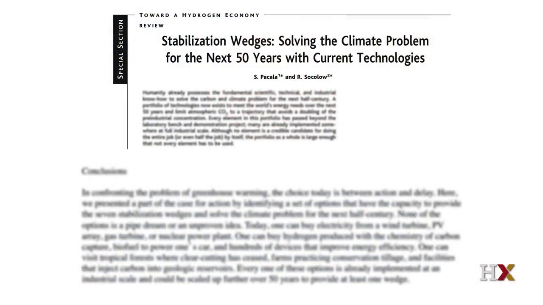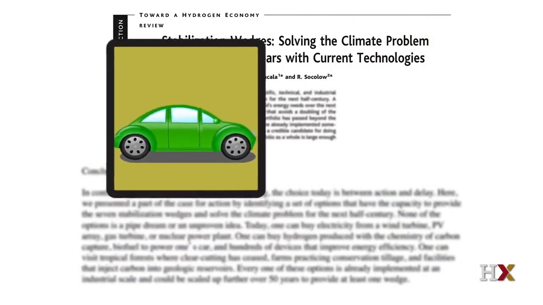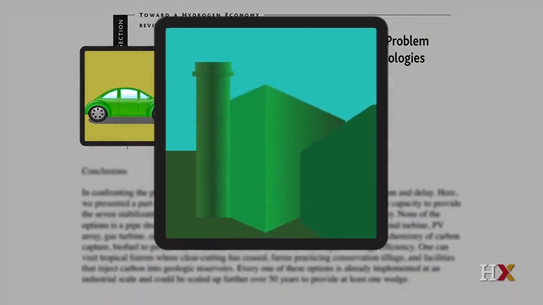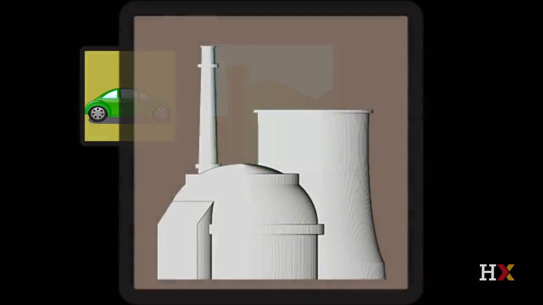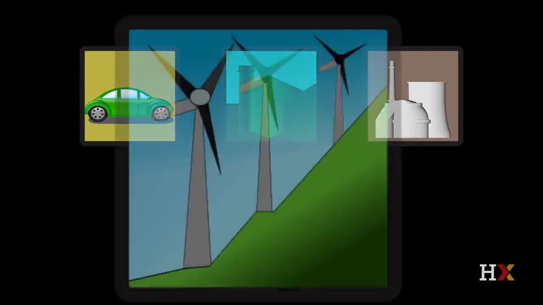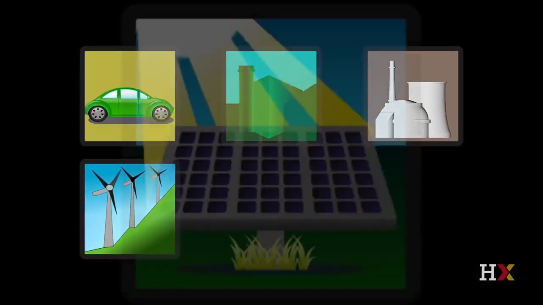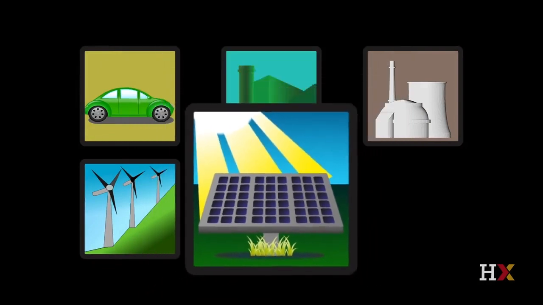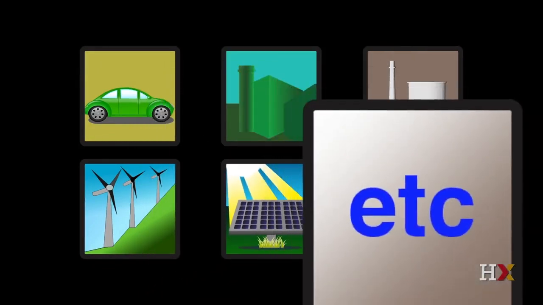In their paper, they provided 15 examples of existing technologies that they thought might be able to scale and provide one wedge, essentially 1 gigaton of carbon reduction by 2054. Examples include energy efficiency for automobiles, switching from coal to gas for large power plants, building lots of nuclear power plants, building many, many windmills, building lots of photovoltaics, and a variety of other possibilities.